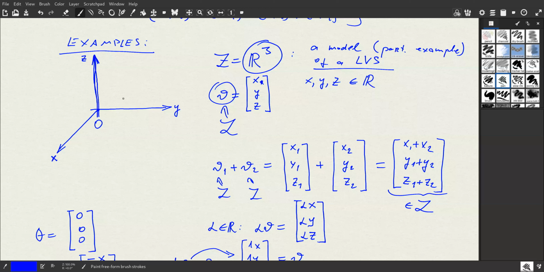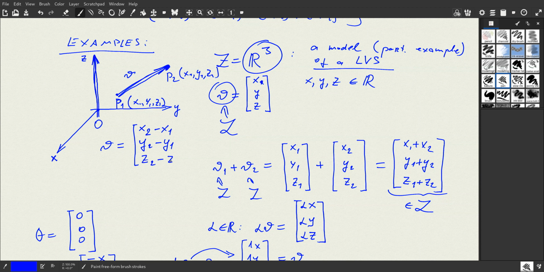So in the standard geometric way, for example, if we have 2 points, P1 and P2, and these points have coordinates, let's say x1, y1, z1, and point P2, which has coordinates x2, y2, z2, we can now introduce a vector, which is a directed straight line segment, that's our vector v, which will have in our original R3 model coordinates equal to the final point minus the initial point: x2 minus x1, y2 minus y1, z2 minus z1.